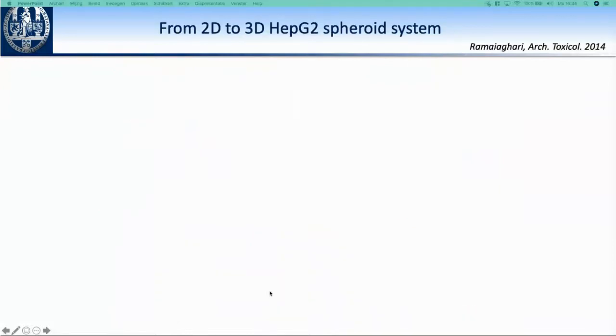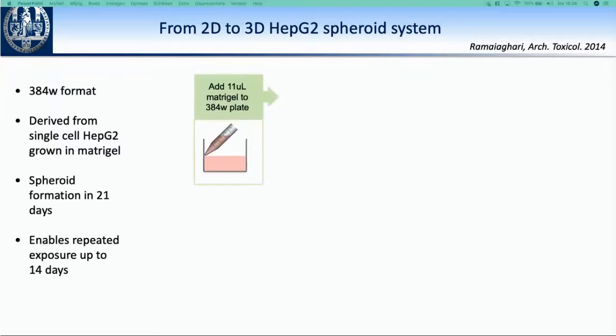But for nanoparticles, it's essential to also test them for long-term repeated exposure scenarios. So we wanted to go from 2D to 3D for this by using a spheroid system for the HepG2 cells. Here we also use 384 well plates and add 11 microliters of Matrigel, which is still in a liquid phase, so kept at 4 degrees, so that you're able to pipette the Matrigel in each well.